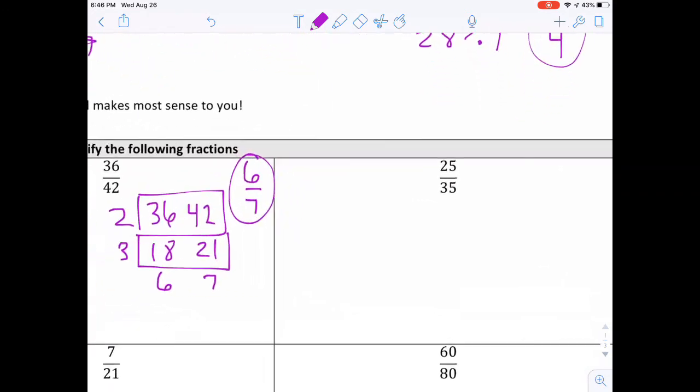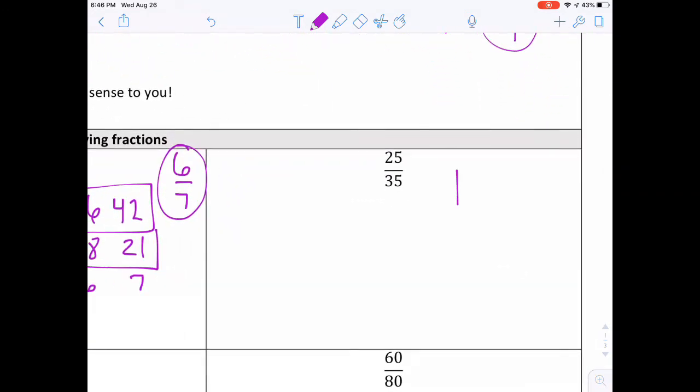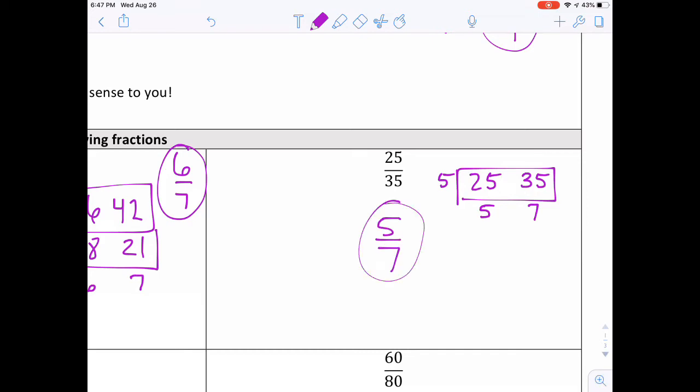Let's try it on 25 over 35. We start off with our first layer of cake, and you can see we can divide a 5 out of both. 25 divided by 5 is 5, and 35 divided by 5 is 7. You cannot reduce that any farther, so our final answer is 5 over 7.